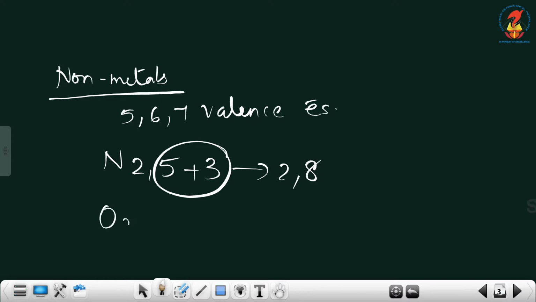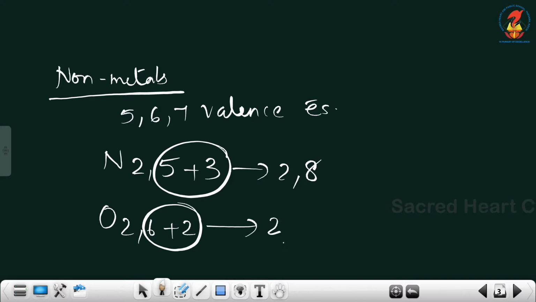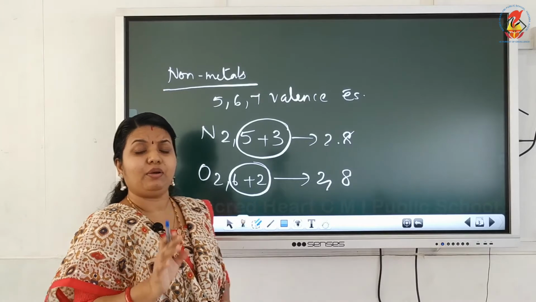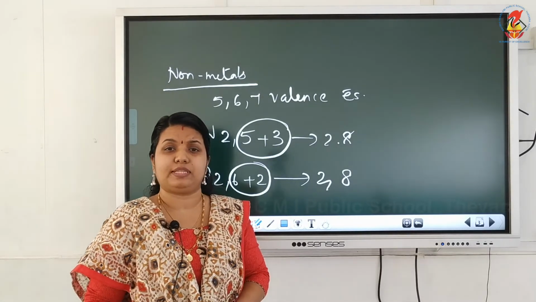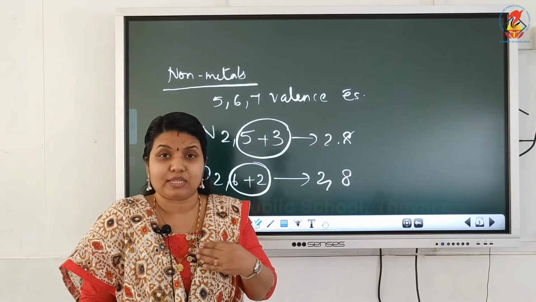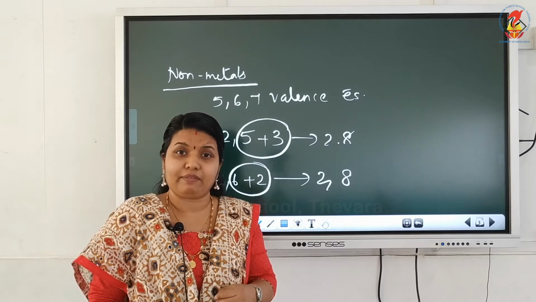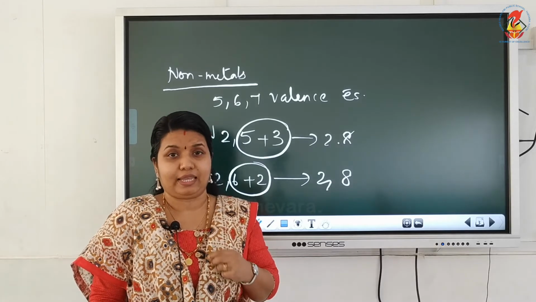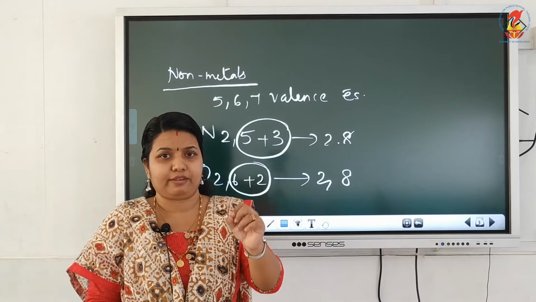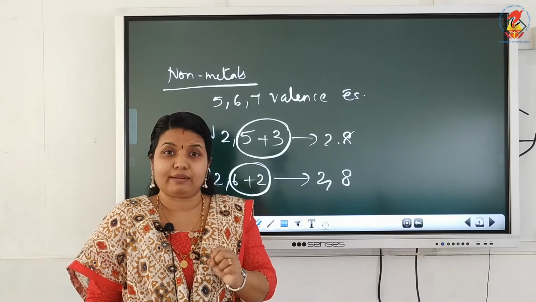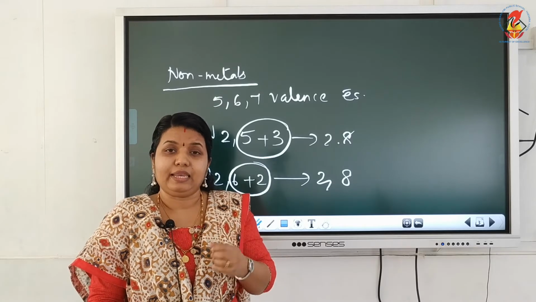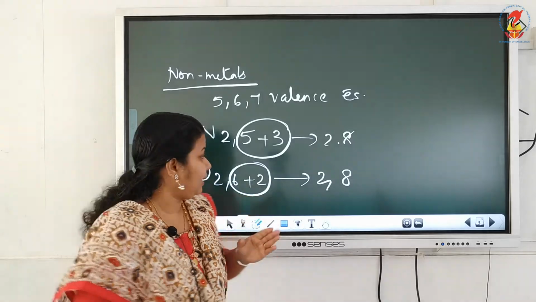So, then oxygen, 2,6. How can it attain stability? By gaining 2 electrons, so that its configuration becomes 2,8, that of neon. So, generally non-metals have 5, 6 or 7 valence electrons. So, what is the general tendency? They will have a tendency to gain electrons. So, the general tendency will be to gain 3, 2 or 1 valence electron.